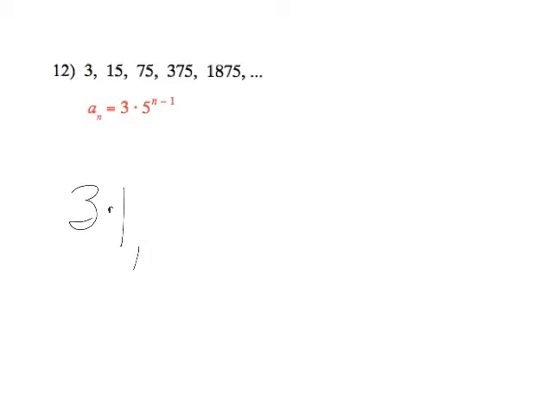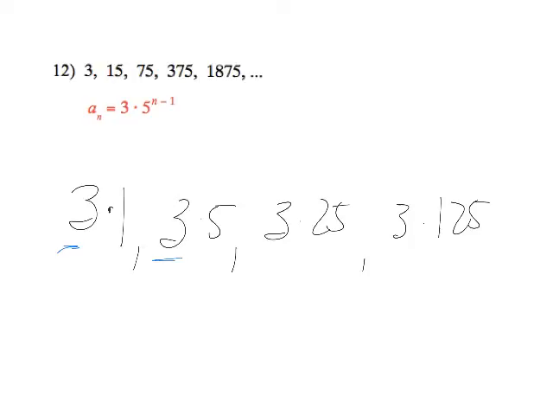3 times 1 gives me 3, and if I do a 3 times a 5, I'll get a 15. If I do a 3 times a 25, I will get a 75. If I do a 3 times a 125, I get 375, and so on. You do 3 times 625 to get 1875. And what you can see is that you have a 3 in every single one of them. So again, we look for things that are the same.